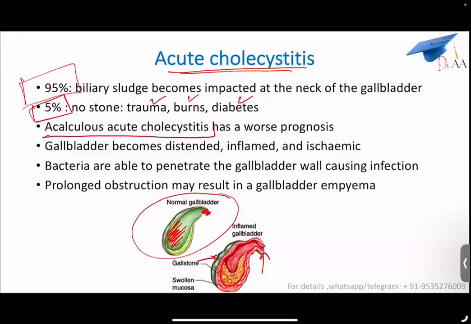Acalculous acute cholecystitis has a poor prognosis. The calculous form has a very good prognosis when there is an obstruction because of a calculus.